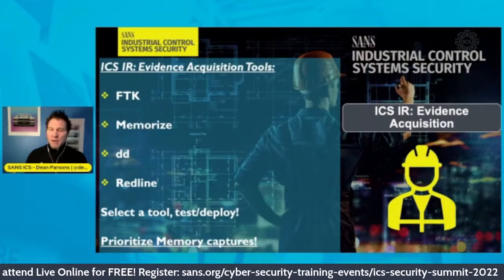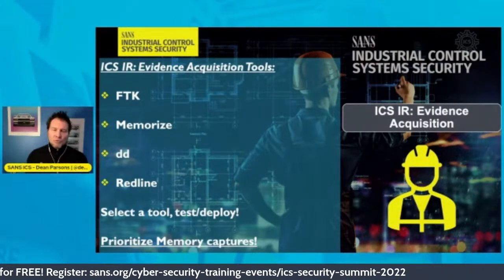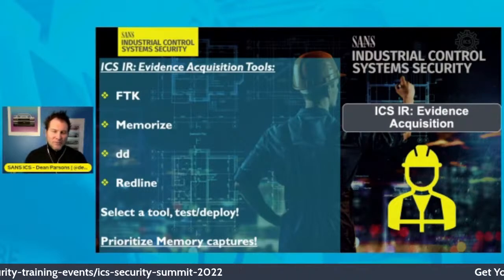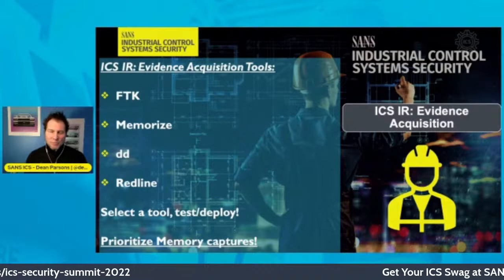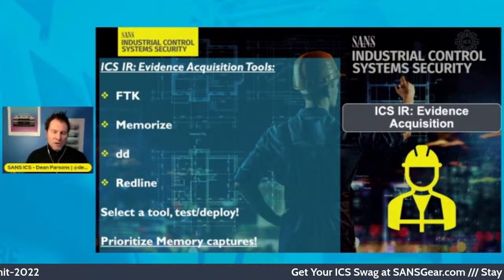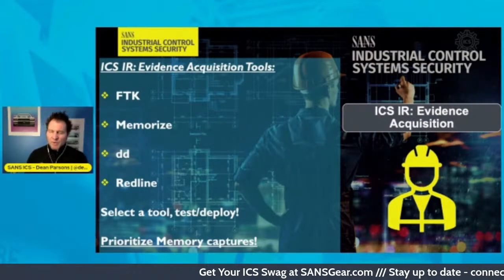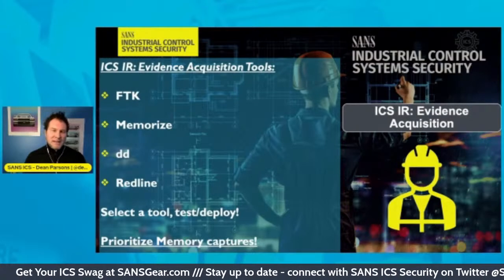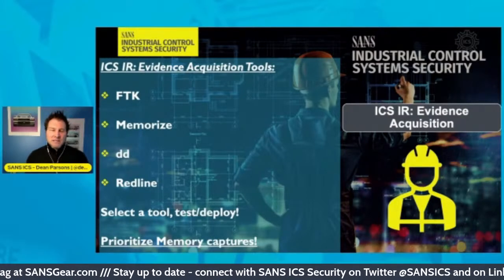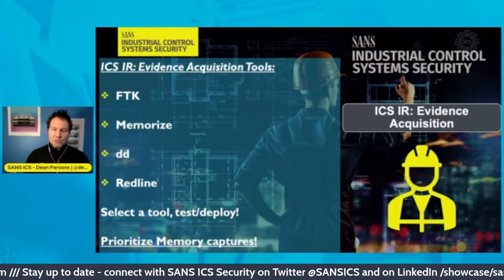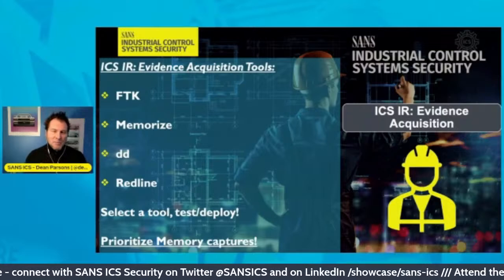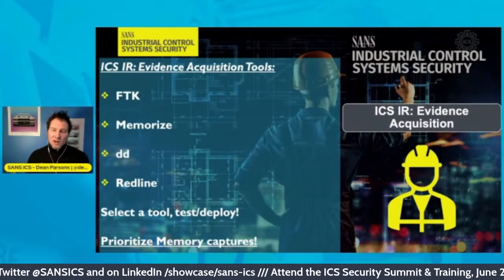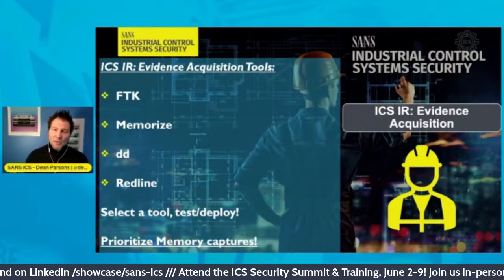Now, we are going to suggest you gravitate towards prioritizing capturing memory. It is something that's volatile in the environment, but also contains information about processes which could only live in memory, information about the network connections which could be malicious, and so on and so forth. So again, you could use some of these tools like FTK, Memorize, DD, Redline, and so on. Again, as long as you have the capability to do memory acquisition, you're off to a great start when we talk about getting data from the environment.